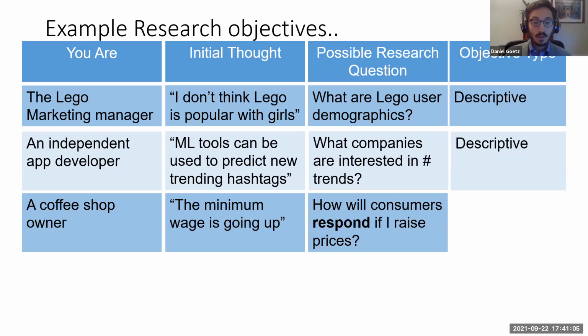So here's one possibility. How would customers respond if I raise prices? I think this was one of the early ones. What kind of objective type would this be? Yeah, so this one is causal. So how do we know this is causal? Causal questions, does changing one thing affect an outcome? There's typically going to be language that looks very similar across causal questions.